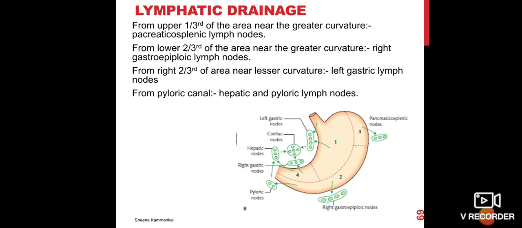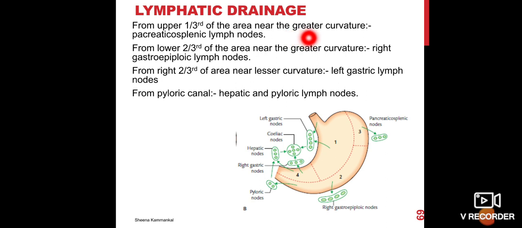Now, lymphatic drainage. Lymphatic drainage of the stomach is important because clinically it has some importance. Why? Because the stomach is a seat of cancer. Cancer cells mainly spread through the venous drainage as well as lymphatic drainage. So having the knowledge of the lymphatic vessels and the lymph nodes draining the stomach is very important.